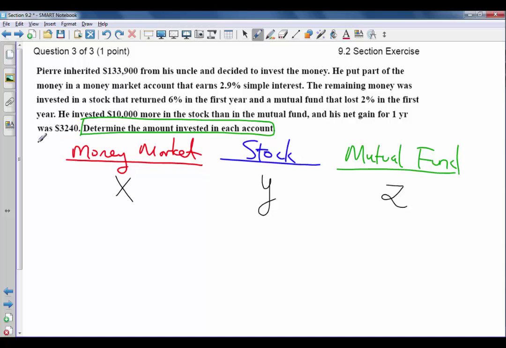First of all, mark the numbers. Those equations will use these numbers. Think this. How can I use this total money inherited, 133,900, in an equation? How can I use it? That's the total money I have. And it's split in 3 ways. Does it ring a bell?